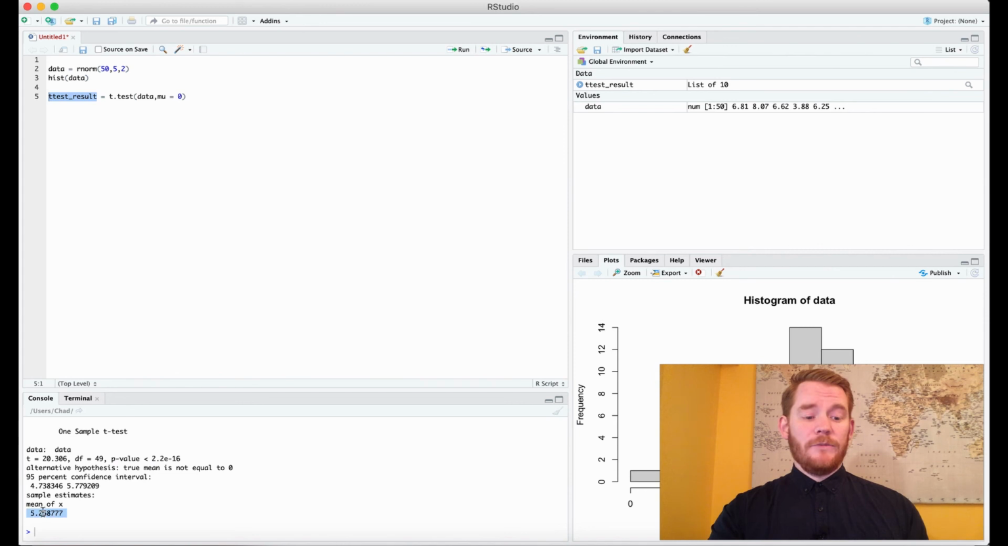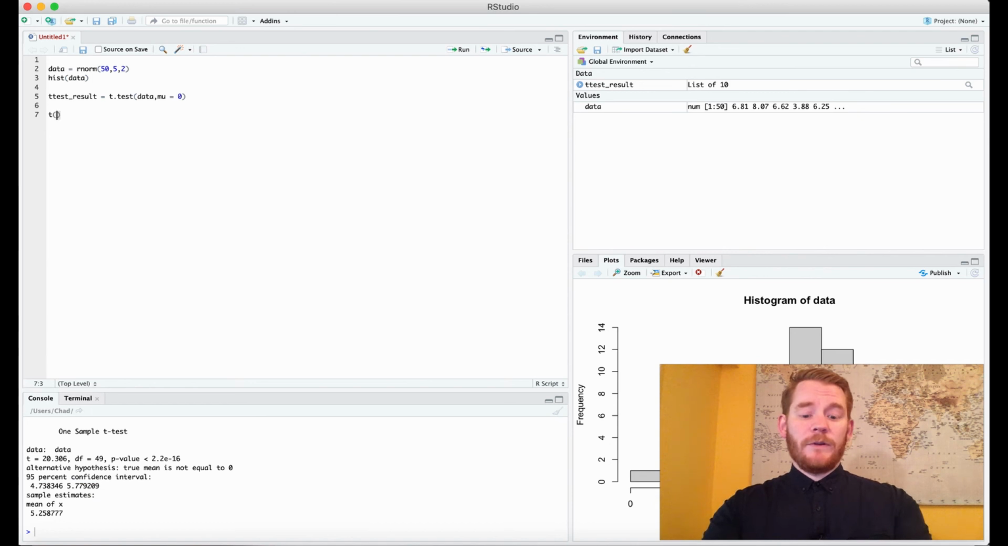Another thing we get is our mean, which is 5.25, which is close to what we designated it as. And we have a 95% confidence interval around that mean as well, which would also tell us if we were significantly different from 0. That's fairly simply it.